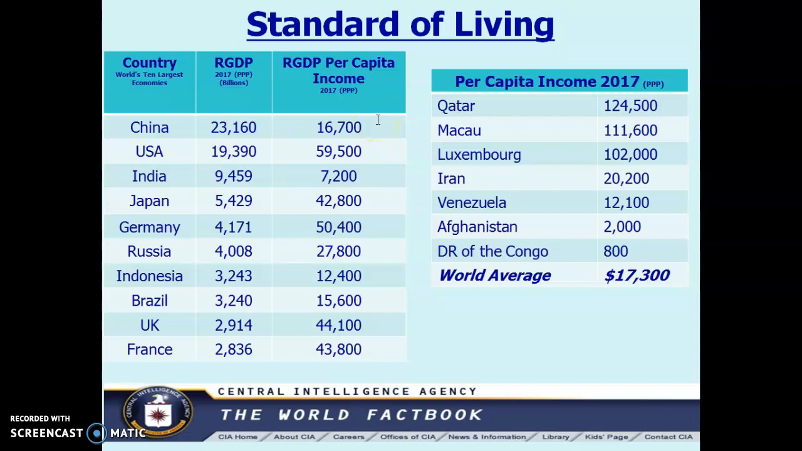In fact, some countries stand out because they have GDPs that are large, but at the same time, they have very small populations.